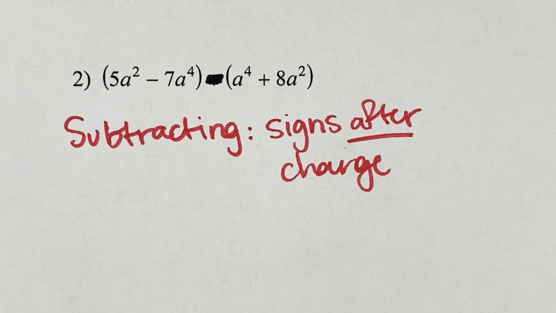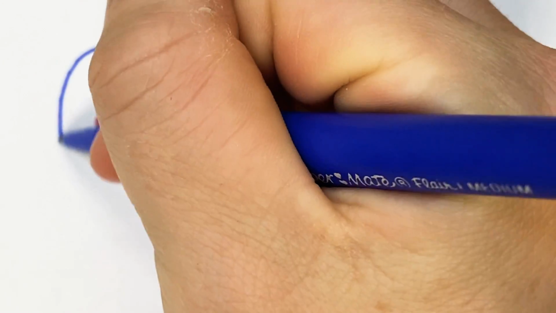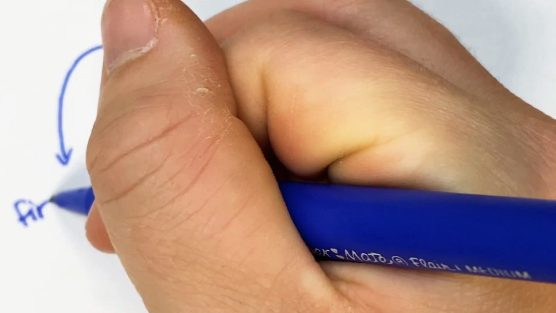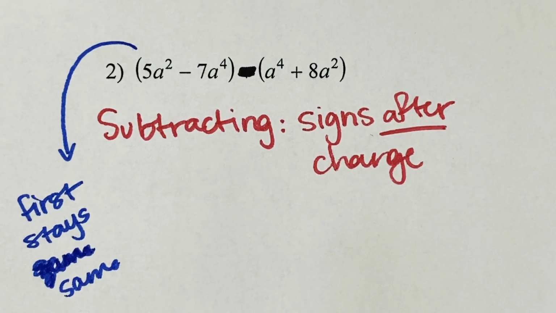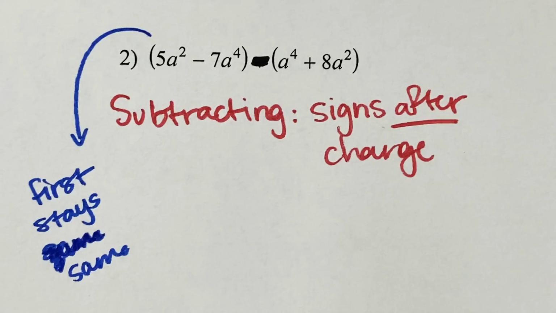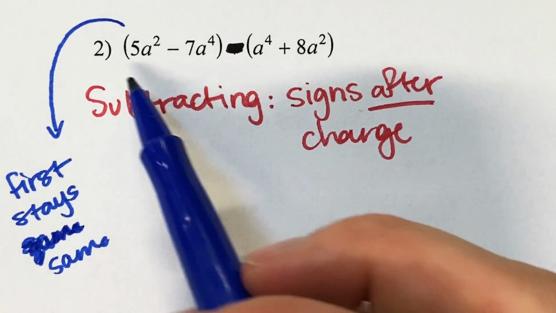So let's go ahead and rewrite it. We can always rewrite the first one. In fact, I'll make that note. First binomial always stays the same. First always stays the same. So we can always rewrite the first binomial.